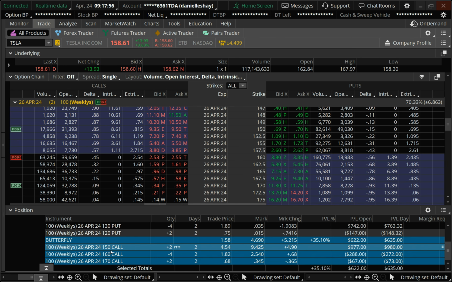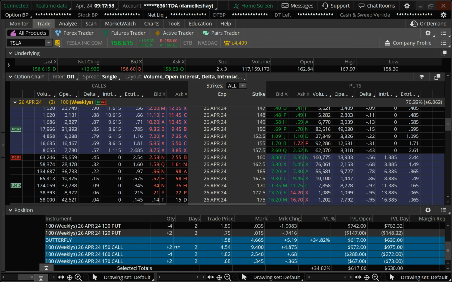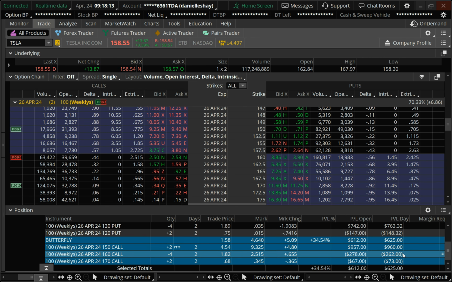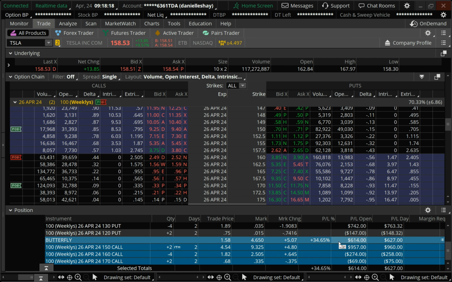So I set up this butterfly. I got in for $1.58 and I got two contracts. So you can see right here it's a 242, means I have two contracts. Currently, right now, it's going for a debit of $4.67. So that's just shy of a triple. So that is pretty good.